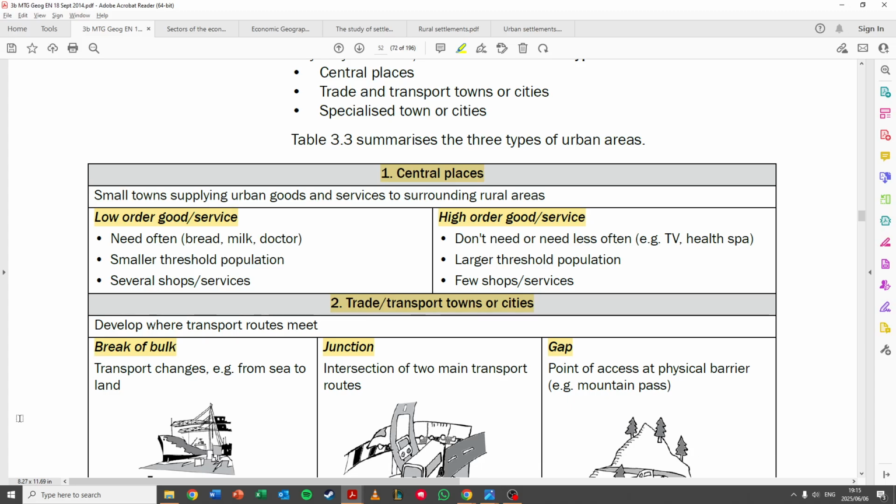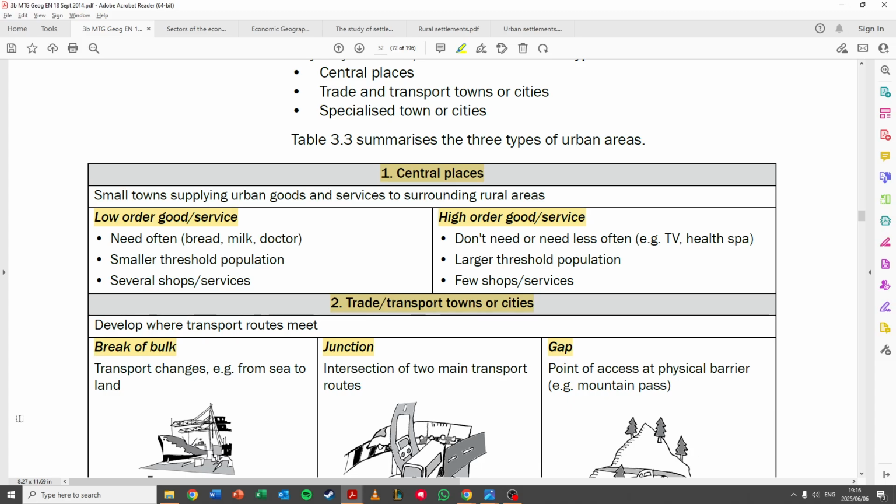Okay, now this is where you can split it into low order goods and services and high order goods and services. Now remember the difference between these two. Low order goods and services are things that you need quite regularly. So this is going to be stuff like bread, milk, doctor, for some people might say it's higher. But take bread, for example. Most people eat it regularly, so you would need to buy it on a regular scale.